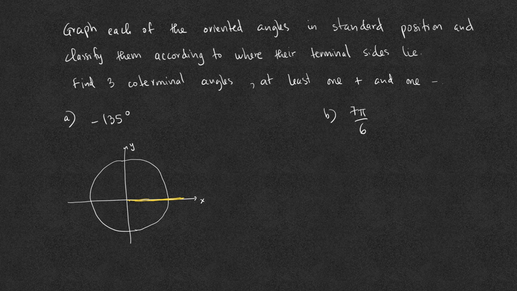We finished this with the terminal side. So this angle is negative 135 degrees, and the terminal side lies in the third quadrant. Find 3 coterminal angles, at least one positive and one negative.